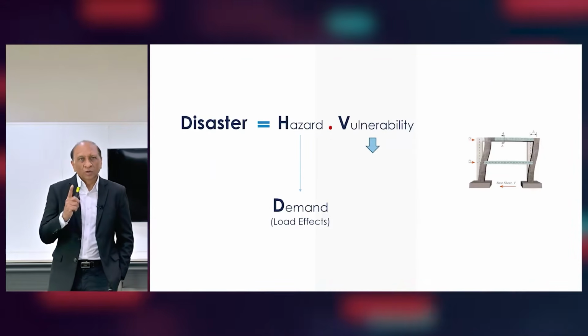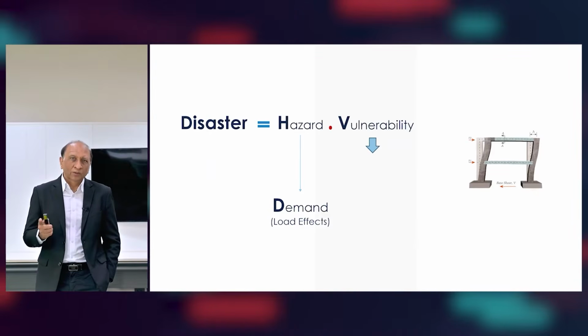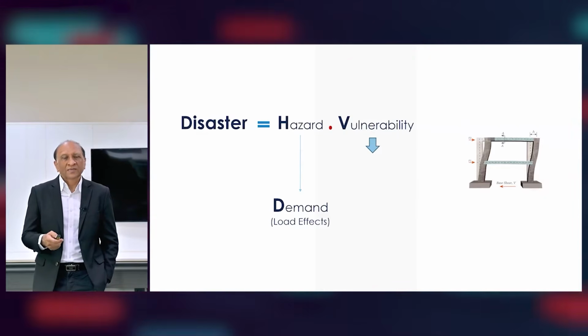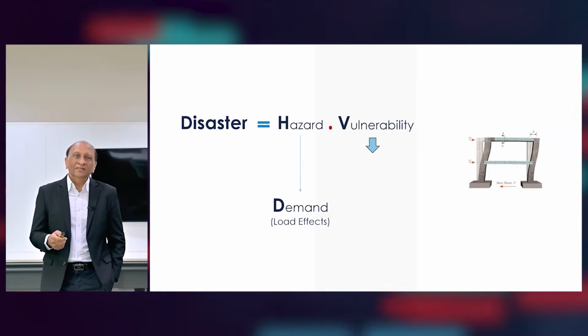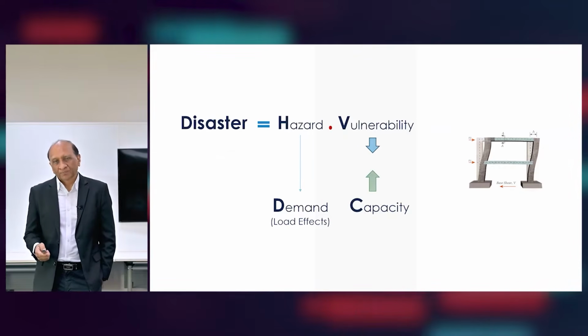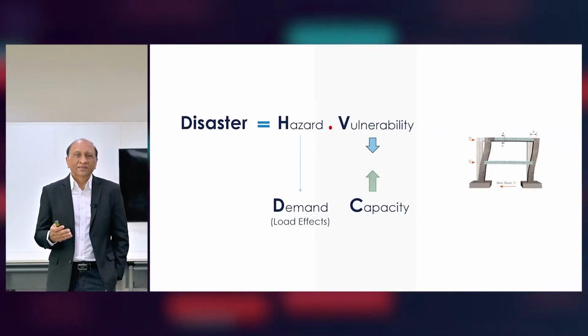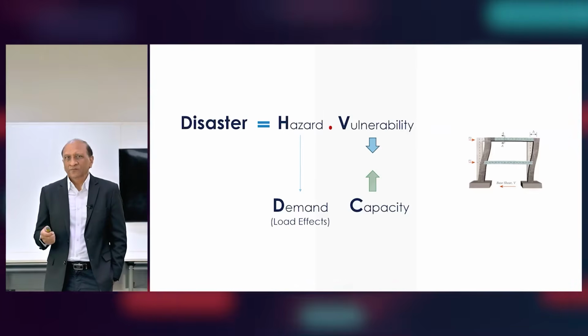So hazard normally translates to demand. For example, load effects, earthquake loads, wind loads, and others. And normally they are ultimately transferred into bending moment, shear forces, and things like that. And vulnerability is related to capacity. So if we somehow improve the capacity, then we can reduce the vulnerability and obviously then reduce the risk for disaster. And that's what we are talking about.